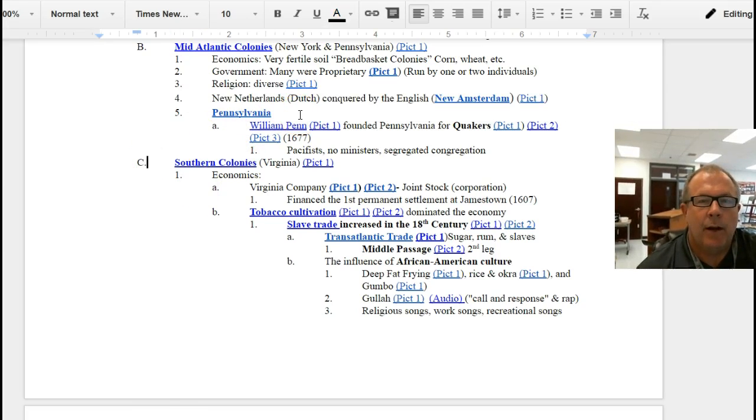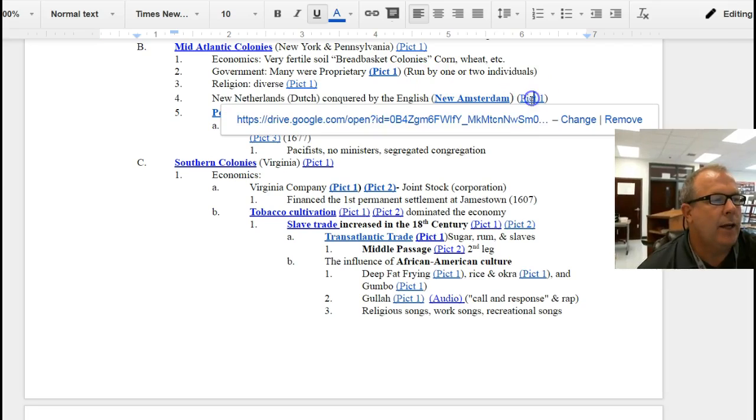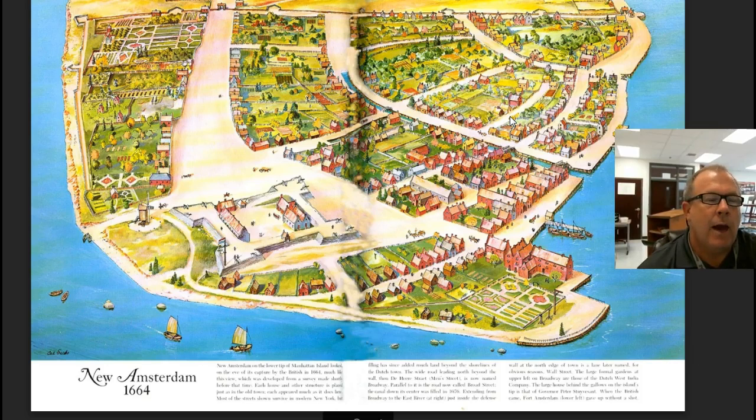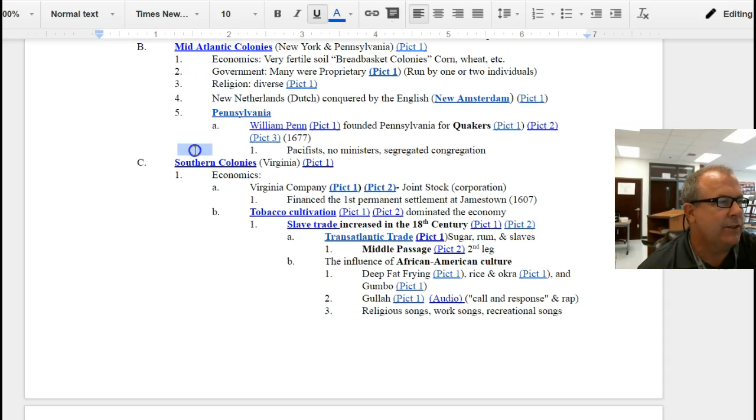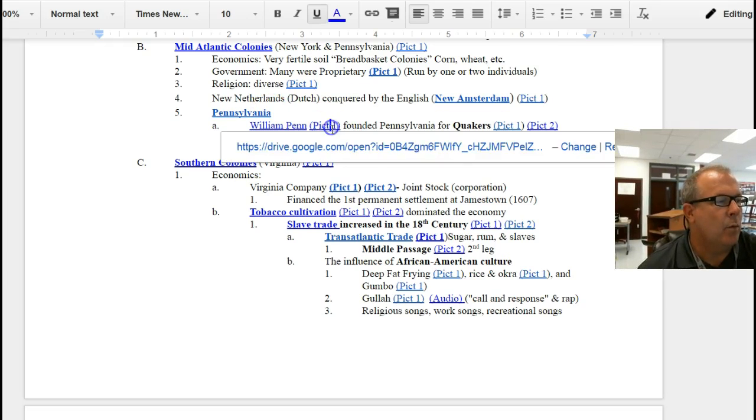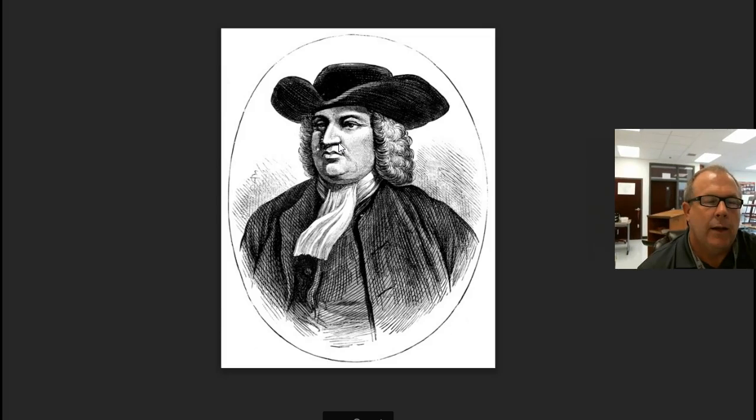Originally, the area of the Mid-Atlantic colonies was founded by the Dutch. The capital city when it was controlled by the Dutch was known as New Amsterdam, named after their capital in the Netherlands. Here's a possible look at what the present-day island of Manhattan may have looked like back in early colonial days. Eventually, in 1664, this was taken over by the English, and the English renamed it New York.